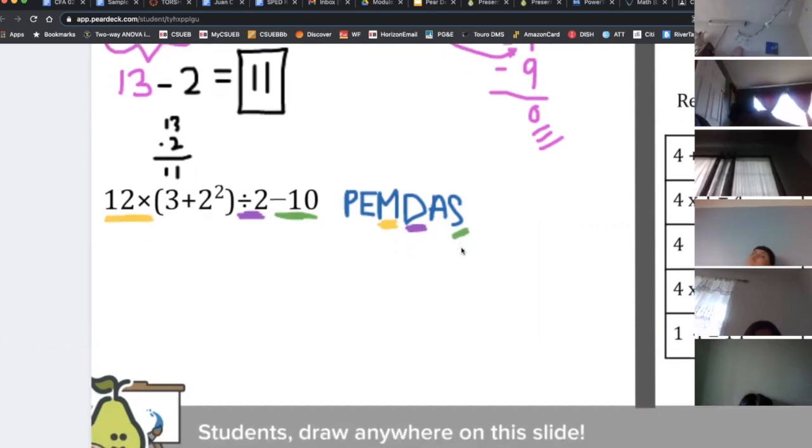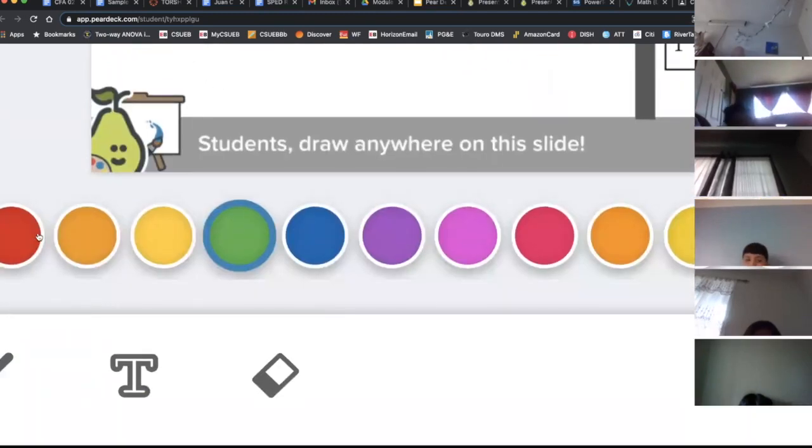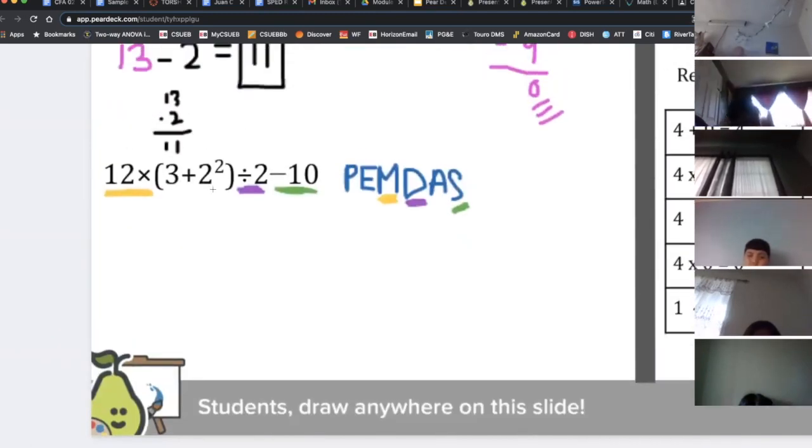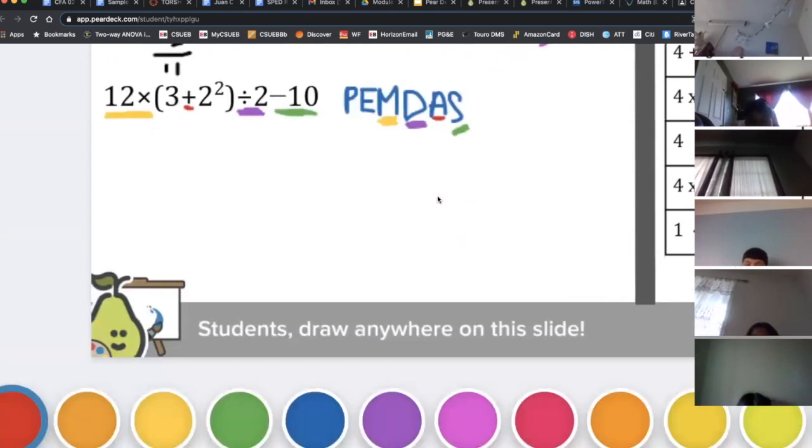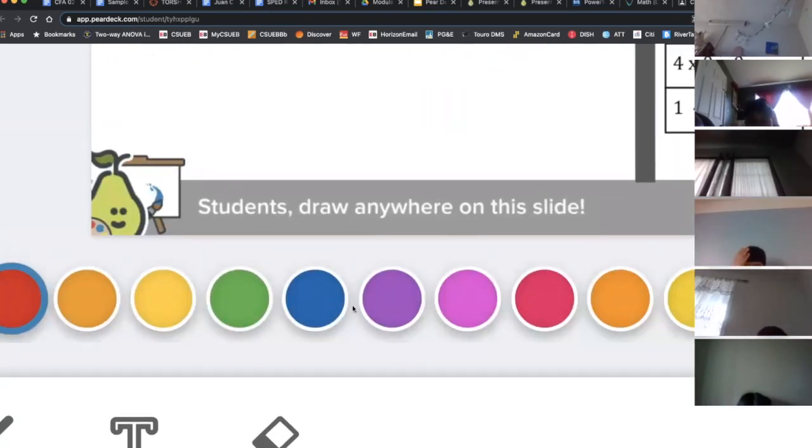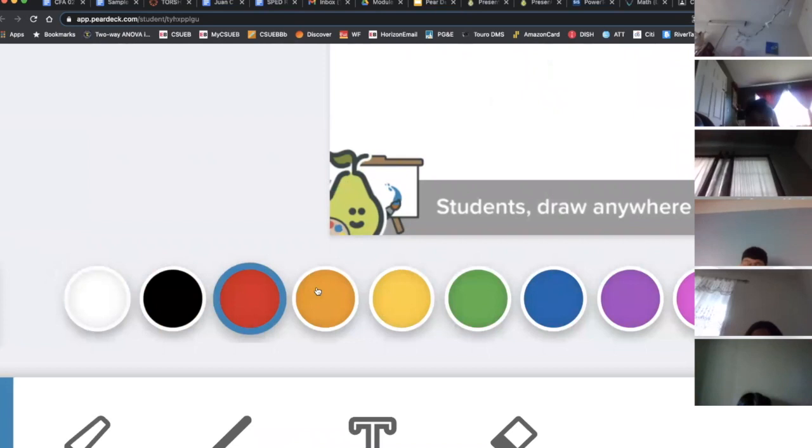Okay. What else do we have? Addition. You have addition. So I'll put a little red there, a little red there. What else do we have? Parentheses. Yeah, that's the big one. We have parentheses. So I'll put that in orange.